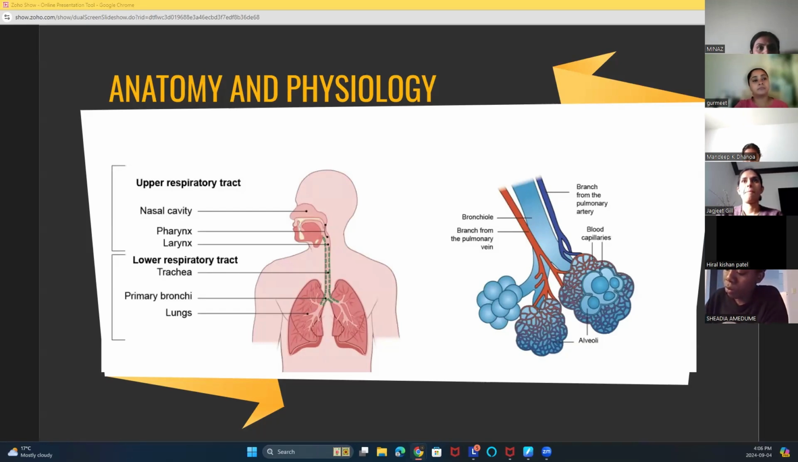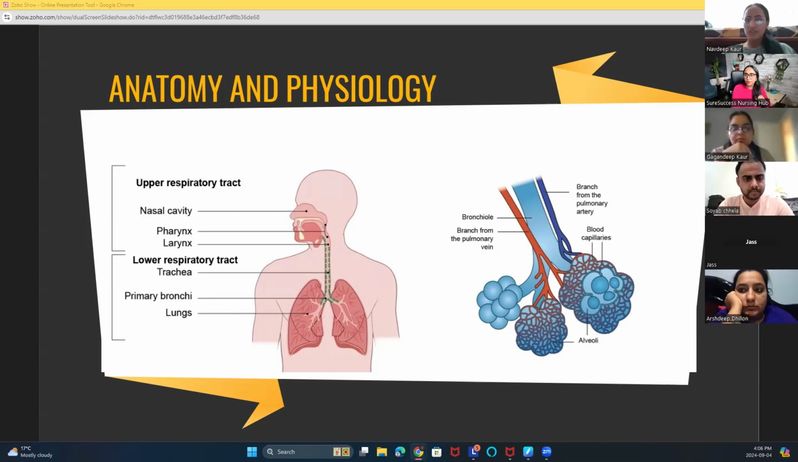Yeah, anatomy is related to the physical structure of the body and physiology is related to the functioning of the body. Yes. And the respiratory system is divided into 2 parts, upper respiratory tract and lower respiratory tract. Yes. In the upper respiratory tract, we have the oral cavity like mouth, nasal cavity, nostrils, nares, pharynx, larynx, and in the lower respiratory tract, we have trachea, primary bronchioles, lungs, alveoli, bronchioles. Very nice. Very good. So these are some of the anatomical names of the respiratory system.